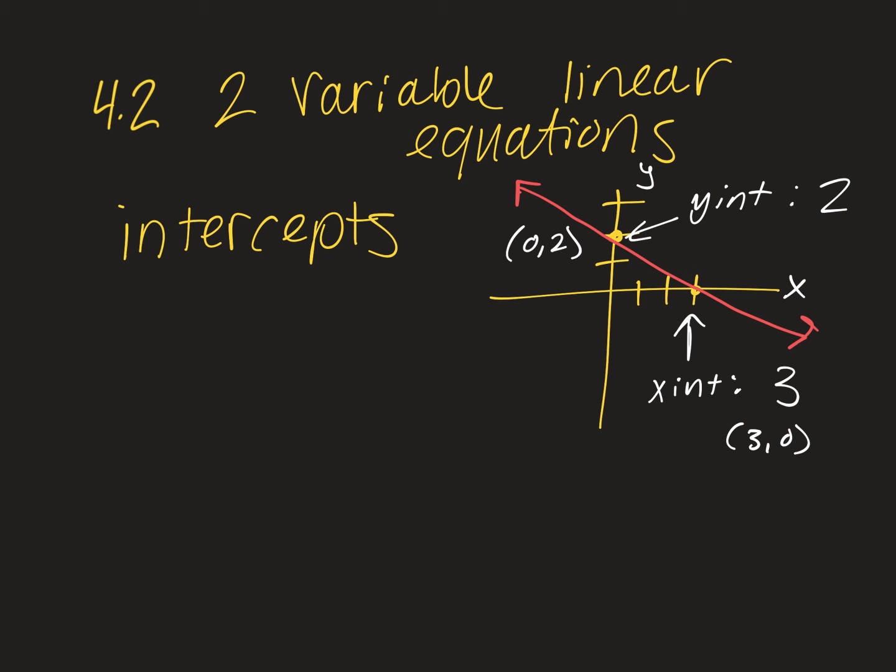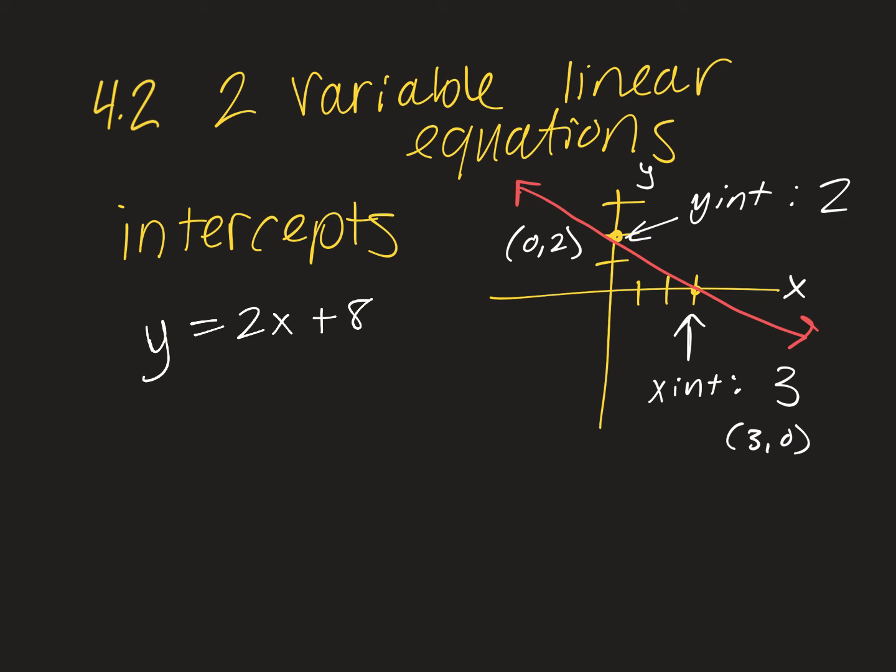Okay, so X and Y intercepts are where the line is going to intercept the X-axis or Y-axis. So in this graph, the X-intercept would be 3 because it's crossing the X-axis at 3. The Y-intercept would be 2 because you're crossing the Y-axis at 0, 2. So we can look at an equation and find the X and Y intercepts. Let's say, for example, we have the equation Y equals 2X plus 8.